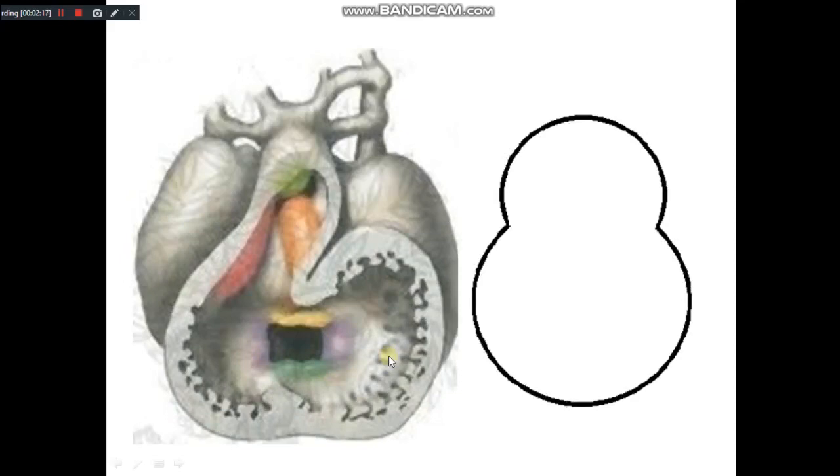Now with further development, endocardial cushions develop on the wall of the atrioventricular canal. This is the superior atrioventricular cushion, and this is the inferior endocardial cushion. We can also call these the anterior and posterior cushions. Later on, these cushions fuse with each other, forming the septum intermedium, which will divide the atrioventricular canal into the right and left atrioventricular orifices.